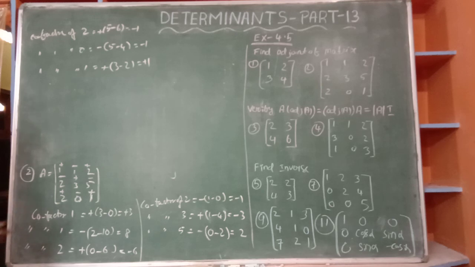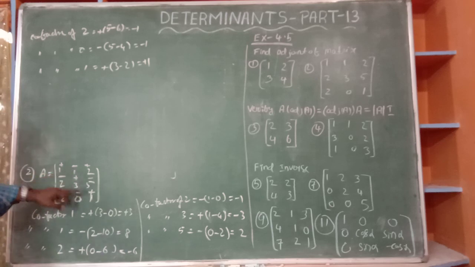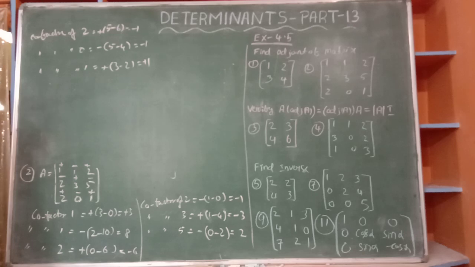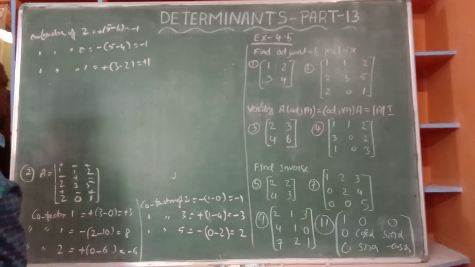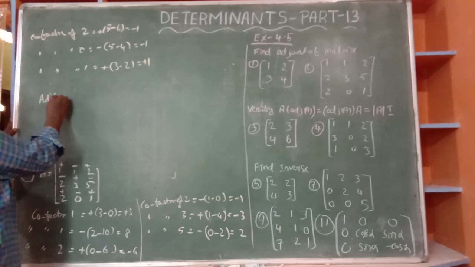Because when we are doing the arithmetic, be careful. For 1, 3 minus 0 is 3. For minus 1, 2 minus 10 is minus 8. For 2, 2 into 0, 0 minus 6 is minus 6. For 2, it is 1 minus 0, that is minus 1. And for 3, it is 1 minus 4, minus 3. For 5, it is 0 minus 2, plus 2. And for 2, 5 minus 6 is minus 1. For 0, it is 5 minus 4, minus 1. And it is 3 minus 2, 1. Now we need the adjoint of A.